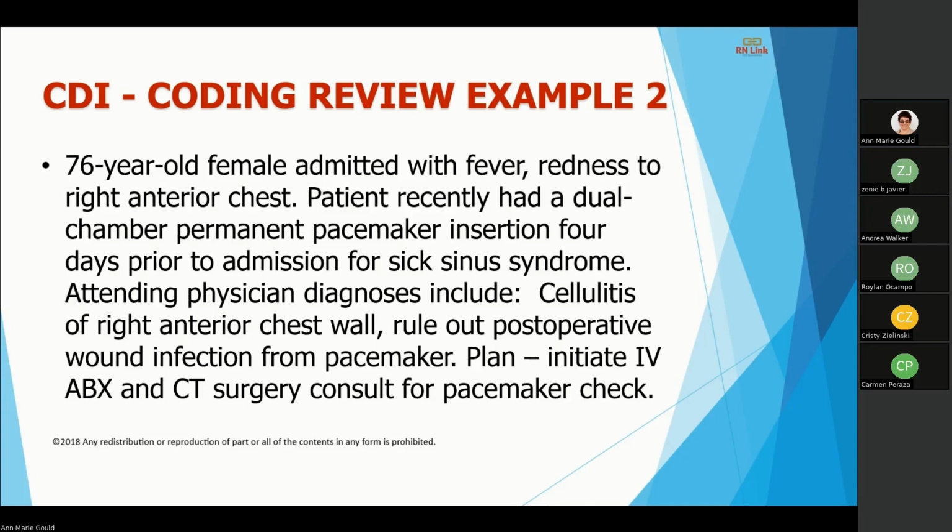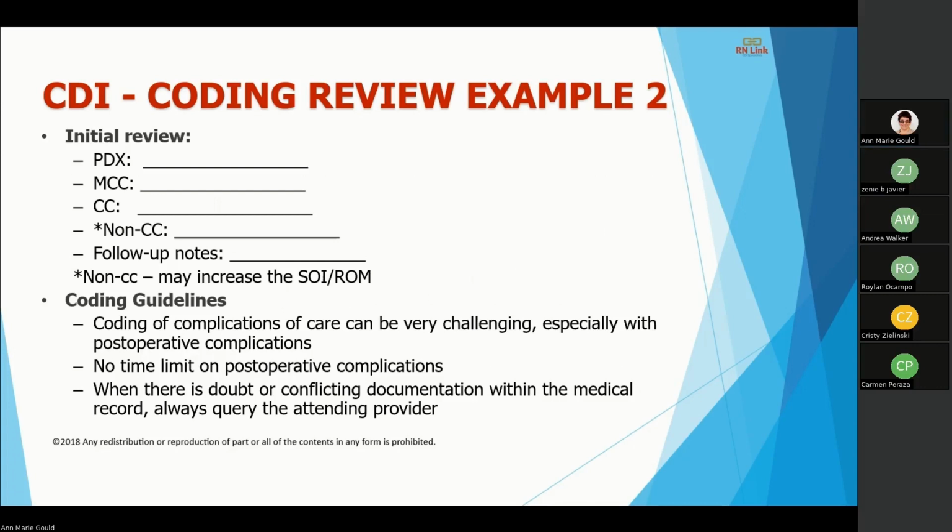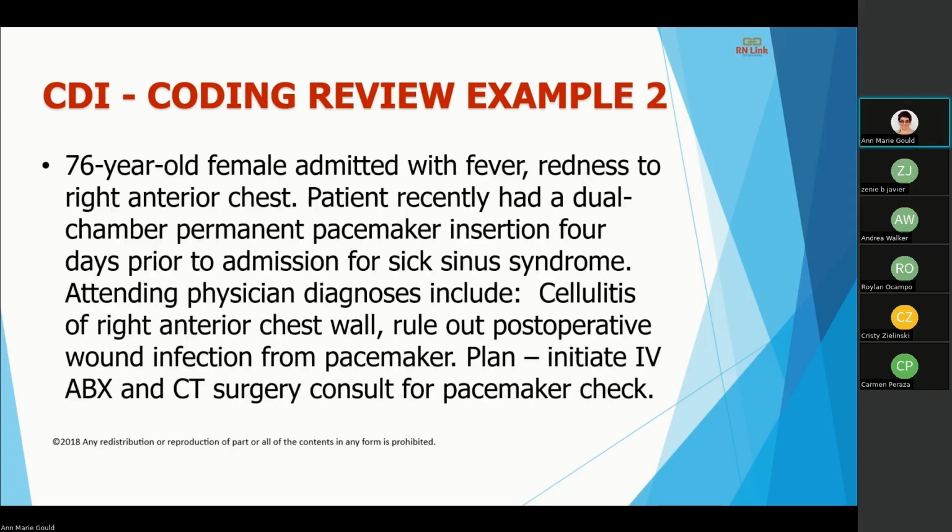So is there any MCC? I'm looking, there's no MCC, right? Or no CC at this point in time. Non-CCs? I don't think we have any. Well, the sick sinus syndrome. Yeah, you can add that as a non-CC, right? So, what do you think would be a query opportunity here for this patient?